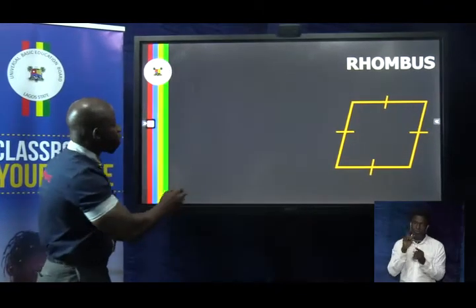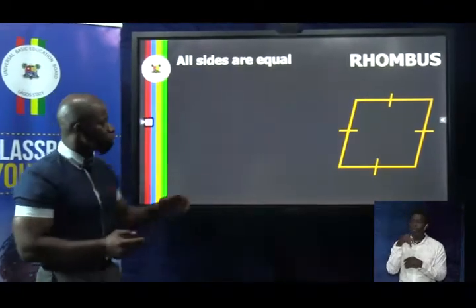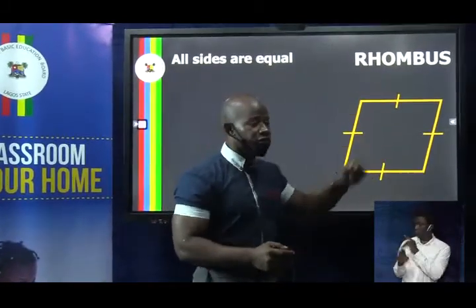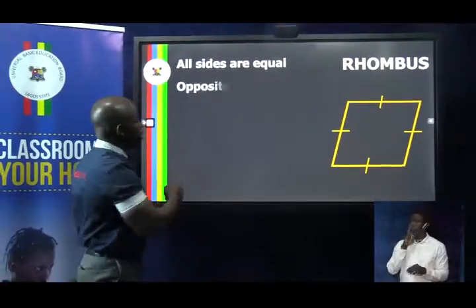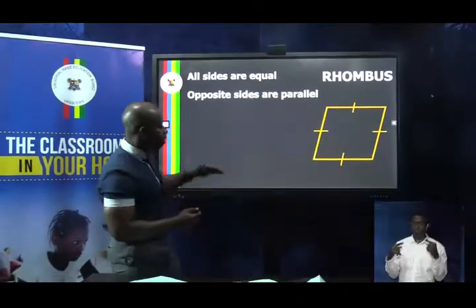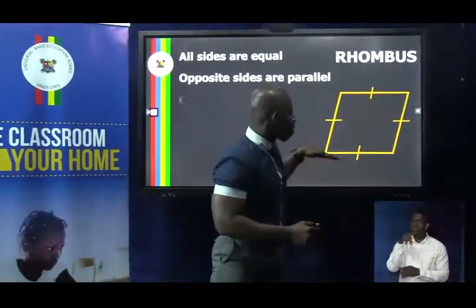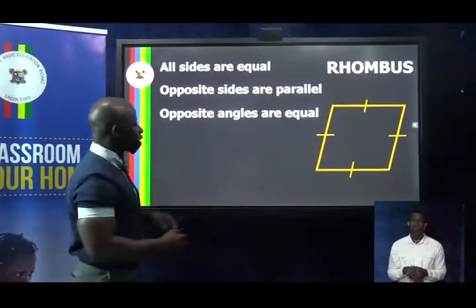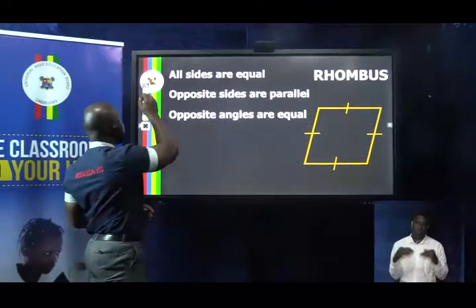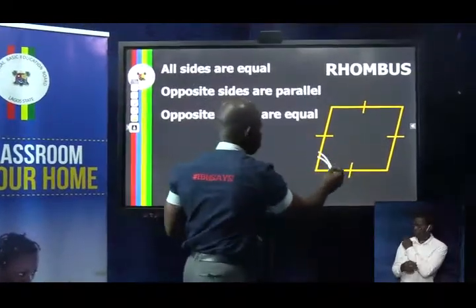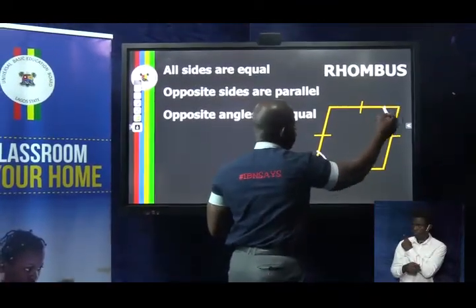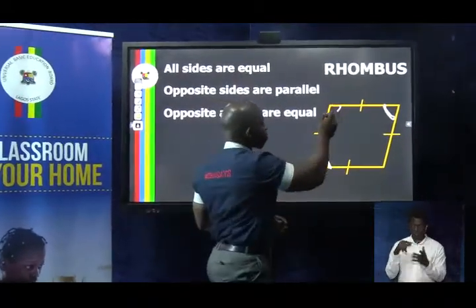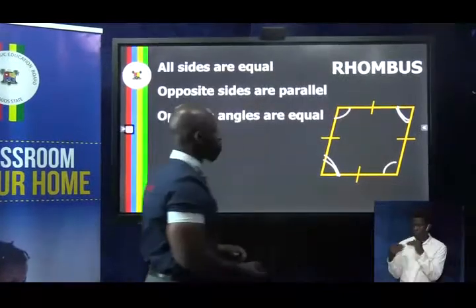Now, what are the properties of a rhombus? Obviously, these lines indicate that all the sides are equal because they have single markings. Now, opposite sides are parallel, as you can see. This side goes along the same line with this. This goes along the same line with this. Opposite angles are equal. That means that this angle is equal to this angle. They are not right angles, okay? And this angle is equal to this angle.